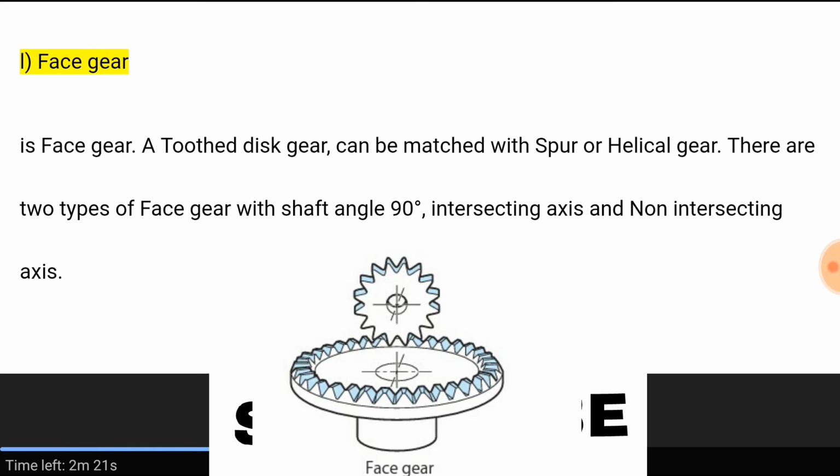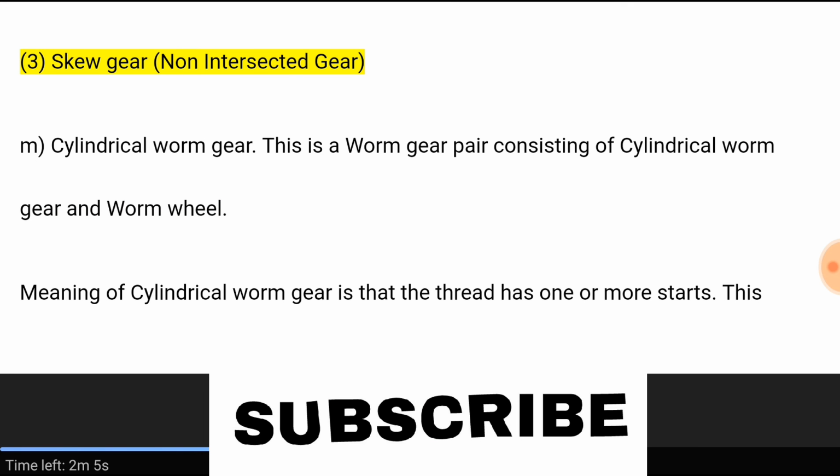L. Face gear. A tooth disc gear can be matched with spur or helical gear. There are two types of face gear with shaft angle 90 degrees, intersecting axis and non-intersecting axis. 3. Skew gear, non-intersecting gear.